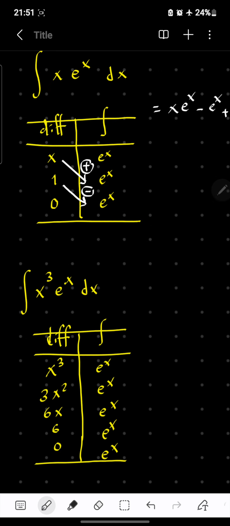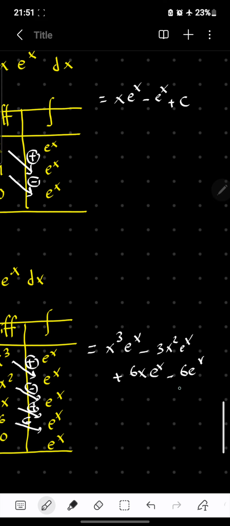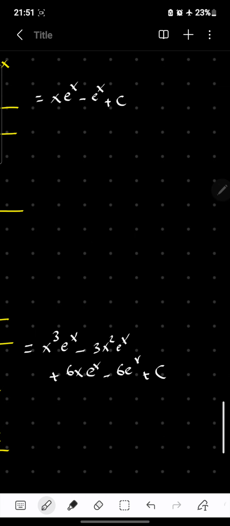So when we do our integration by parts, this times this, plus minus plus minus. Okay, so the integral will be x power 3 e power x minus 3x power 2 e power x plus 6x e power x minus 6 e power x, don't forget the constant.